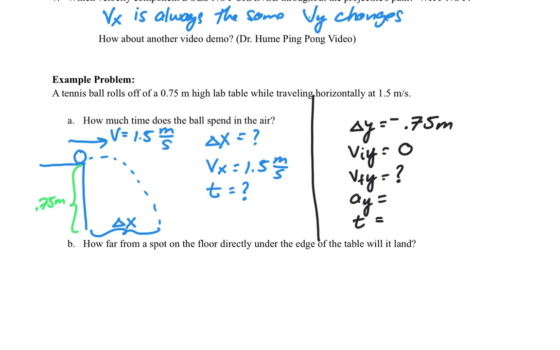I bet you remember the acceleration in the y direction. This is our favorite number, 9.8 meters per second squared, and it does have to be negative because the acceleration is down. The Earth pulls down, the net force is down, so the acceleration is down, and we know that that's negative, and we don't know the time.